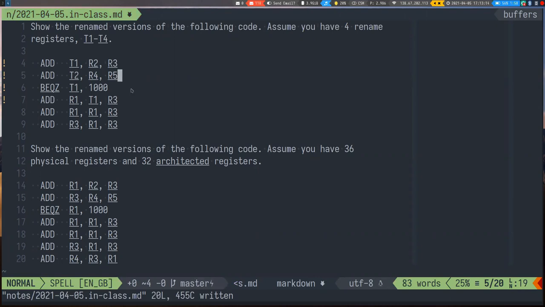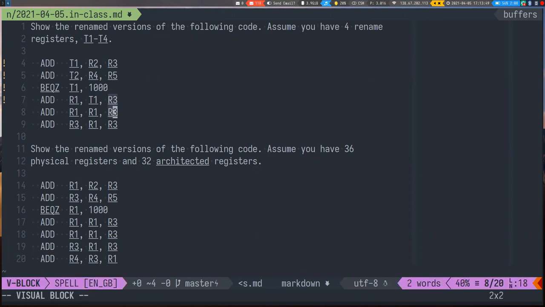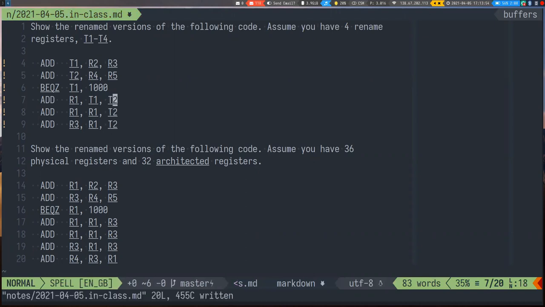Again, let's propagate this down at least some of the way. So here's a read of R3, and we don't do any writes of it until down here. So let's go ahead and rename all of these, because this R3 value isn't going to be changing any time between this add instruction that we just renamed and this add instruction down here. So all three of these can be renamed. T2. Okay. Any questions of what we've done so far?